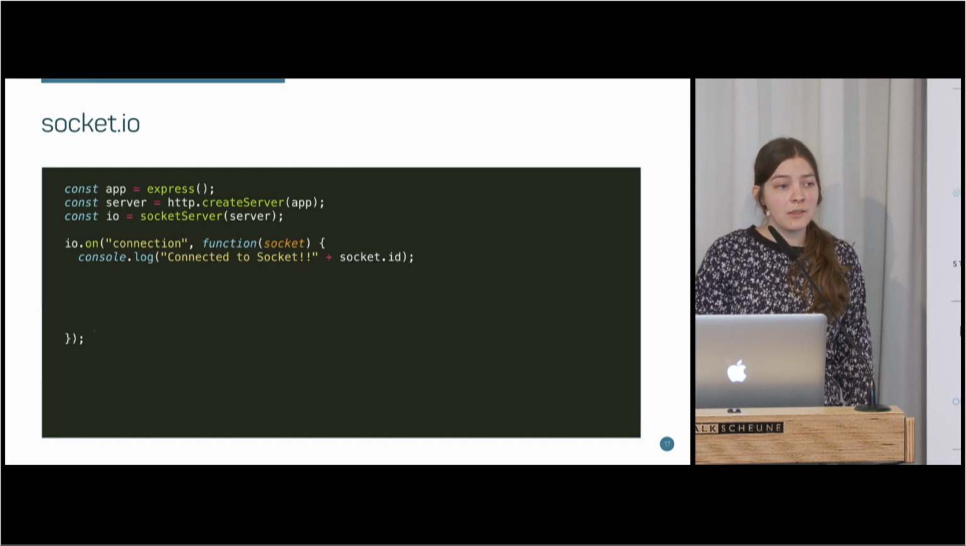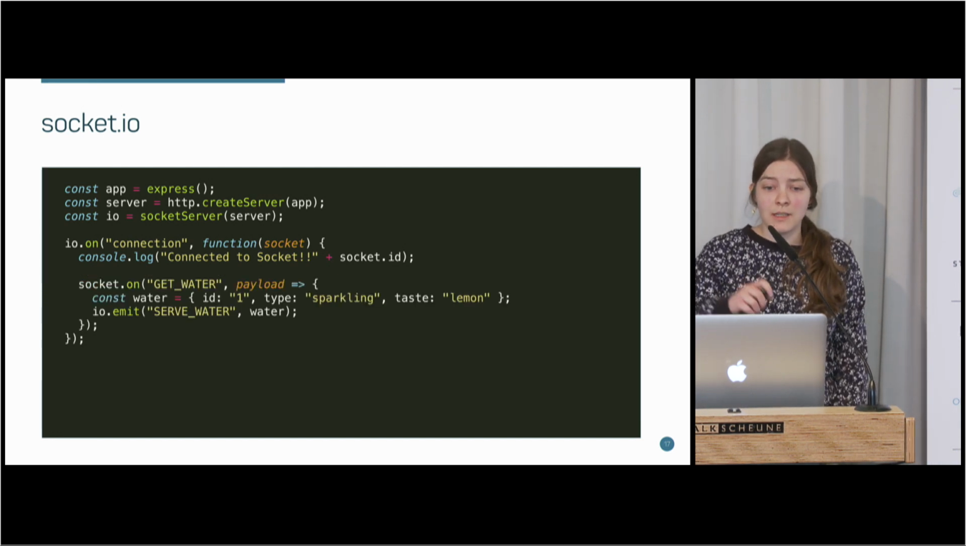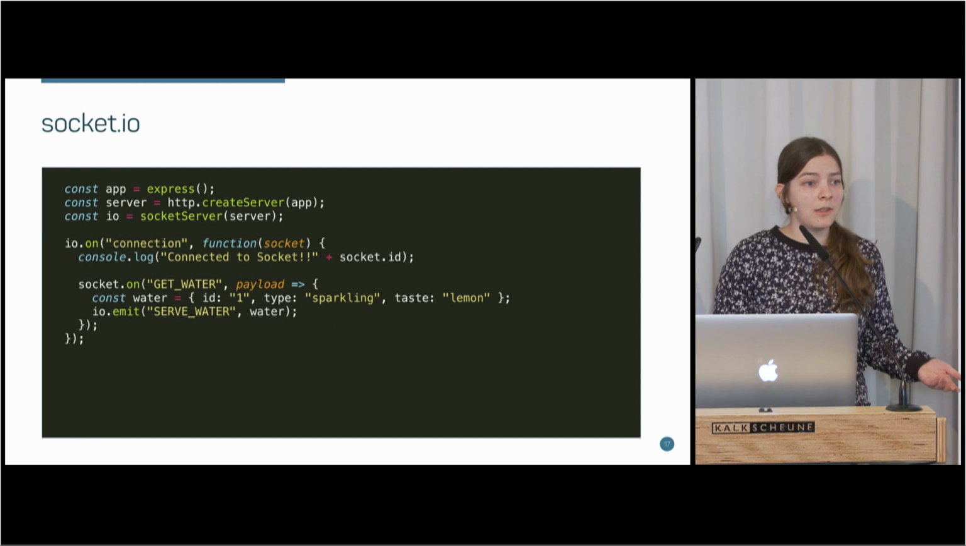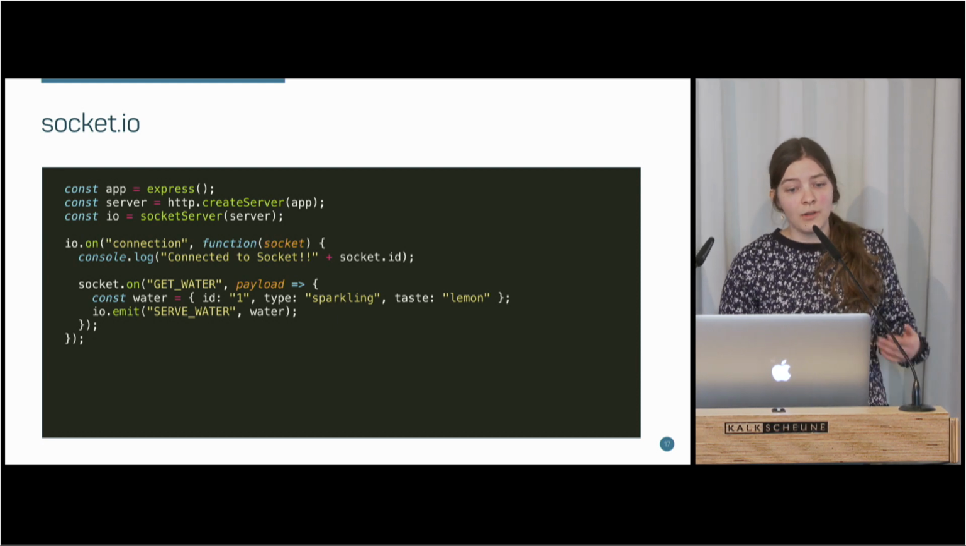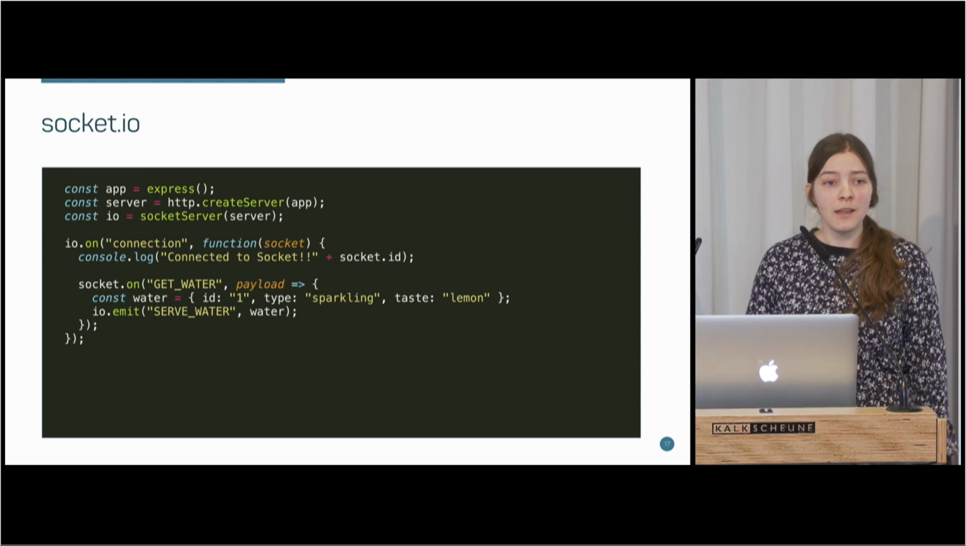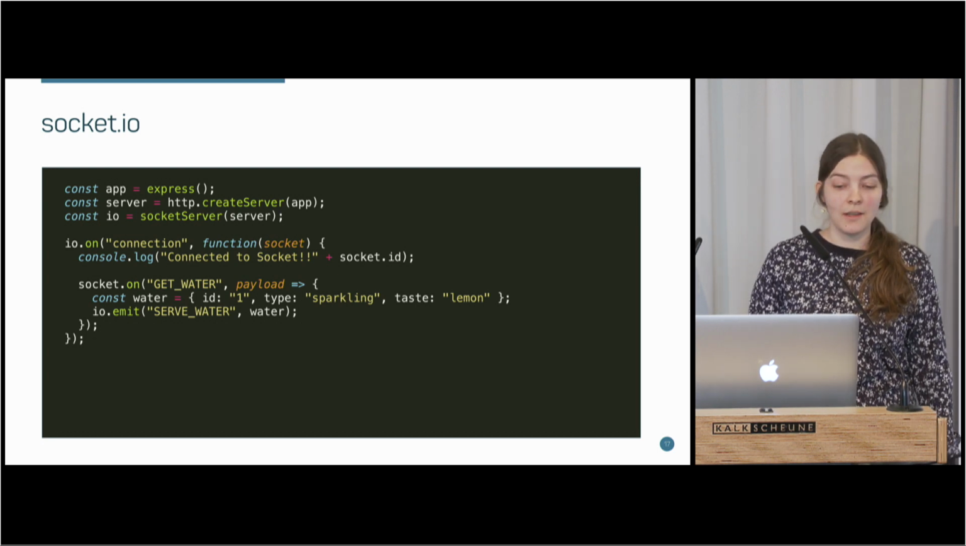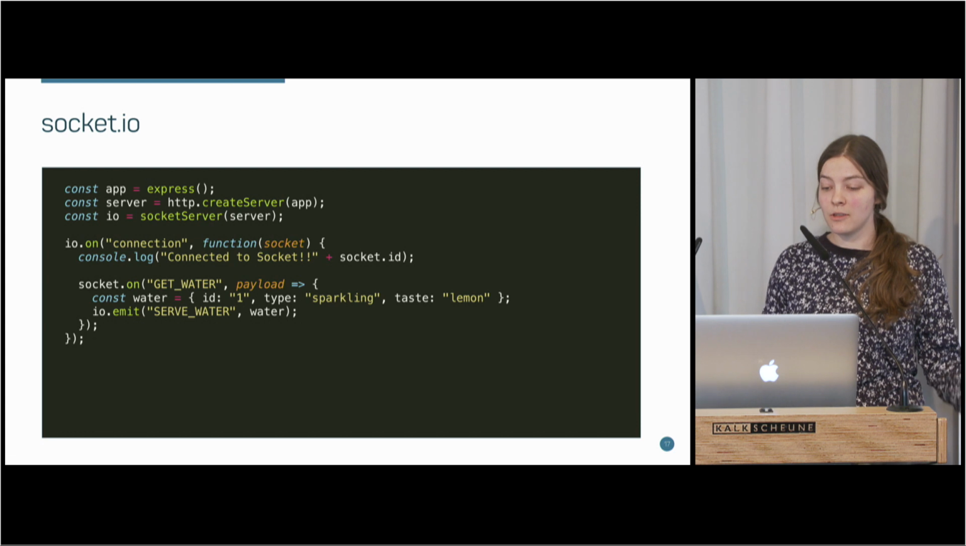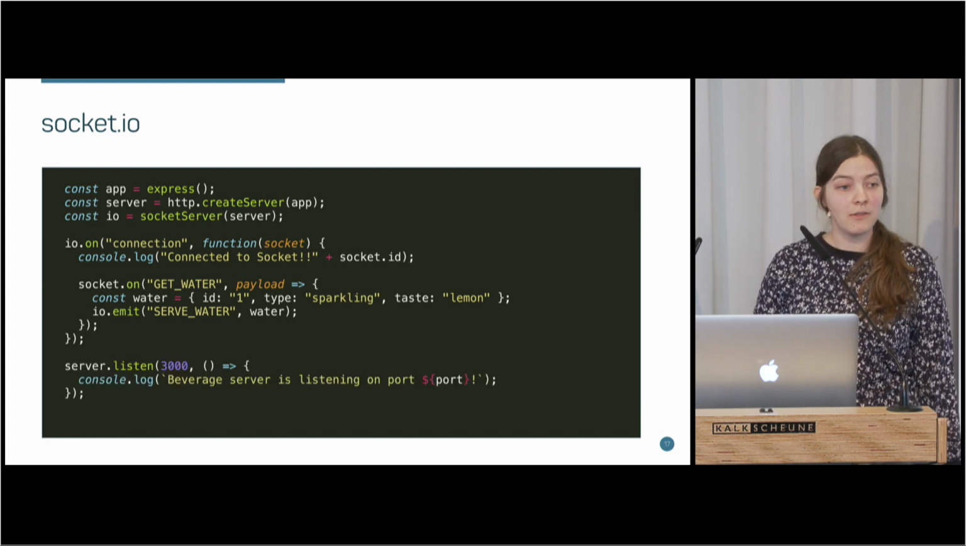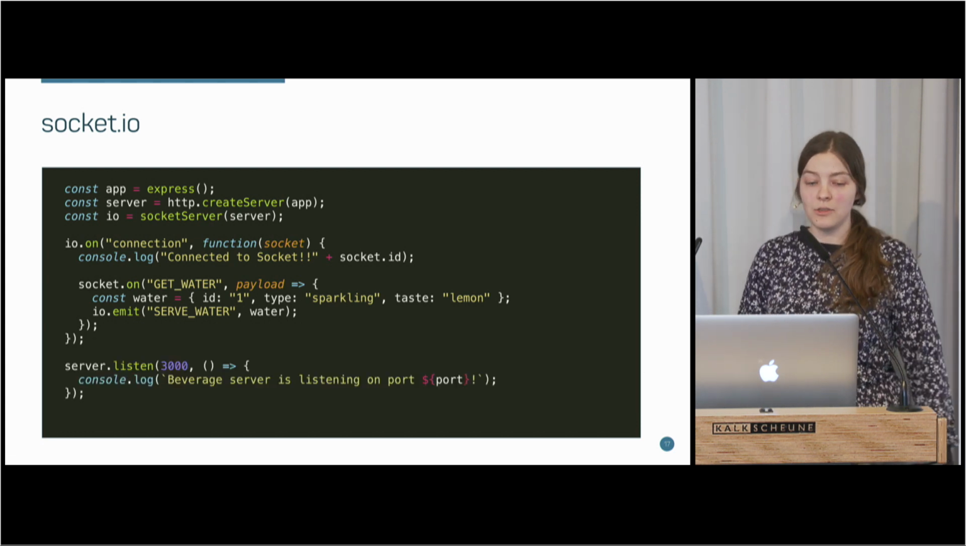And if we want to listen on any event, we could say socket.on. In this case, we would listen on the get water event, and doing our stuff would create a new water and would say, hey, return to the emitter that we want to serve the water now. And then you have a socket communication. You must just start the server to listen on it, port again, and you're done.